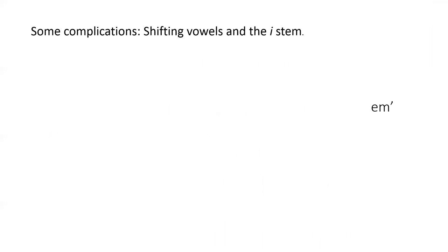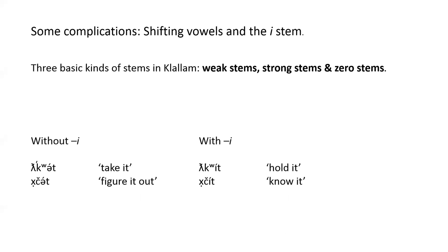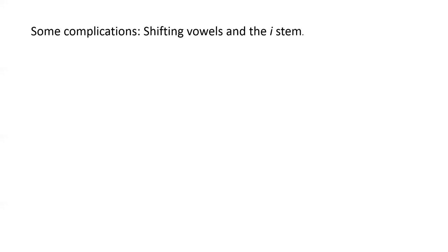Some complications: shifting vowels and the I stem. Before we can begin translation exercises with the passive, we must cover some basic rules of Klallam pronunciation that complicate the grammar a little bit. A Klallam word is composed of a stem or root and may have one or more suffixes or prefixes. We're going to concentrate right now on stems and suffixes.